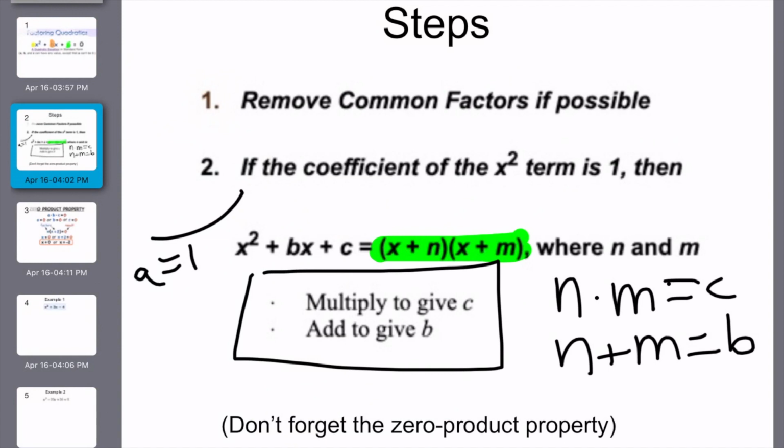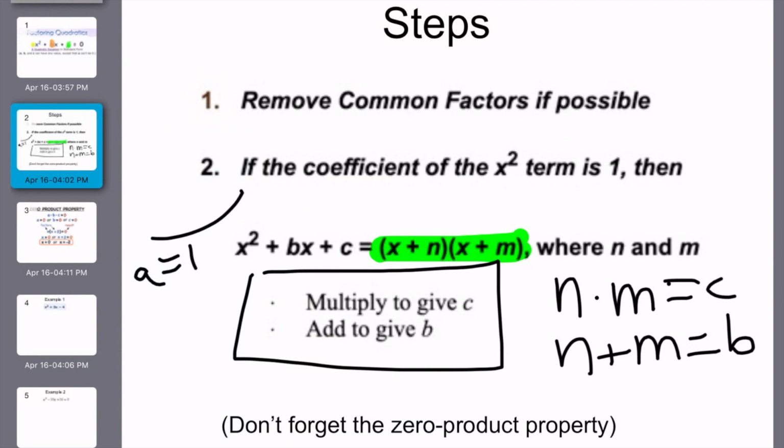So we're essentially looking for numbers that can multiply to give you the last term, but can also add to give you the middle term b. Okay, and we're going to do a couple of example problems like this. But it's really important because in this last step, if we are trying to ultimately find the actual solutions, it's super important for us not to forget the zero product property.